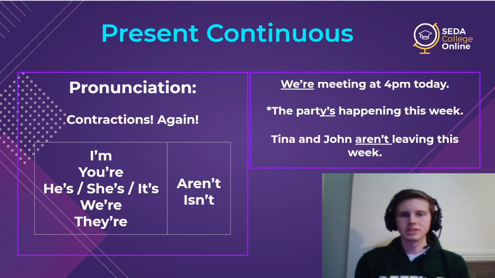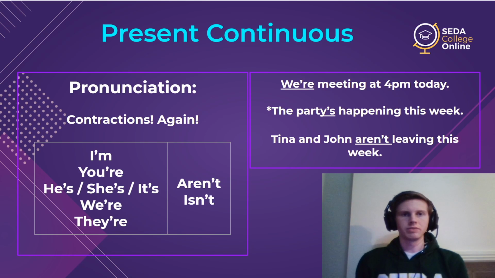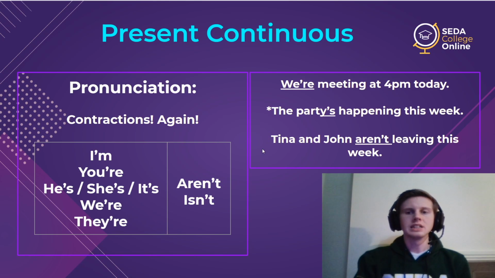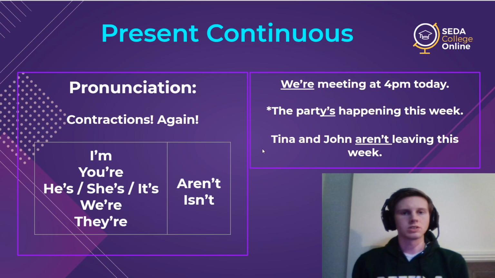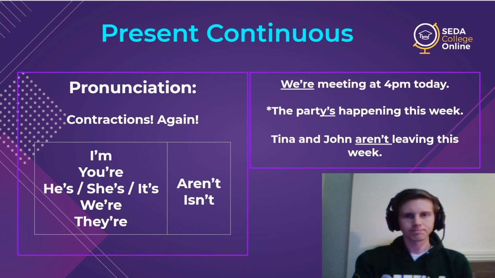So some examples then. We are meeting at 4 p.m. today. Again, another time we'll do it. I don't recommend writing this, but this is how we would say it. The party's happening this week. The party's happening. Very common way to say this. And then Tina and John aren't leaving this week. So maybe you have guests. Someone asks, when are they leaving? Oh, they aren't leaving this week. They're leaving next week. There we would use the present continuous for all of that expression.